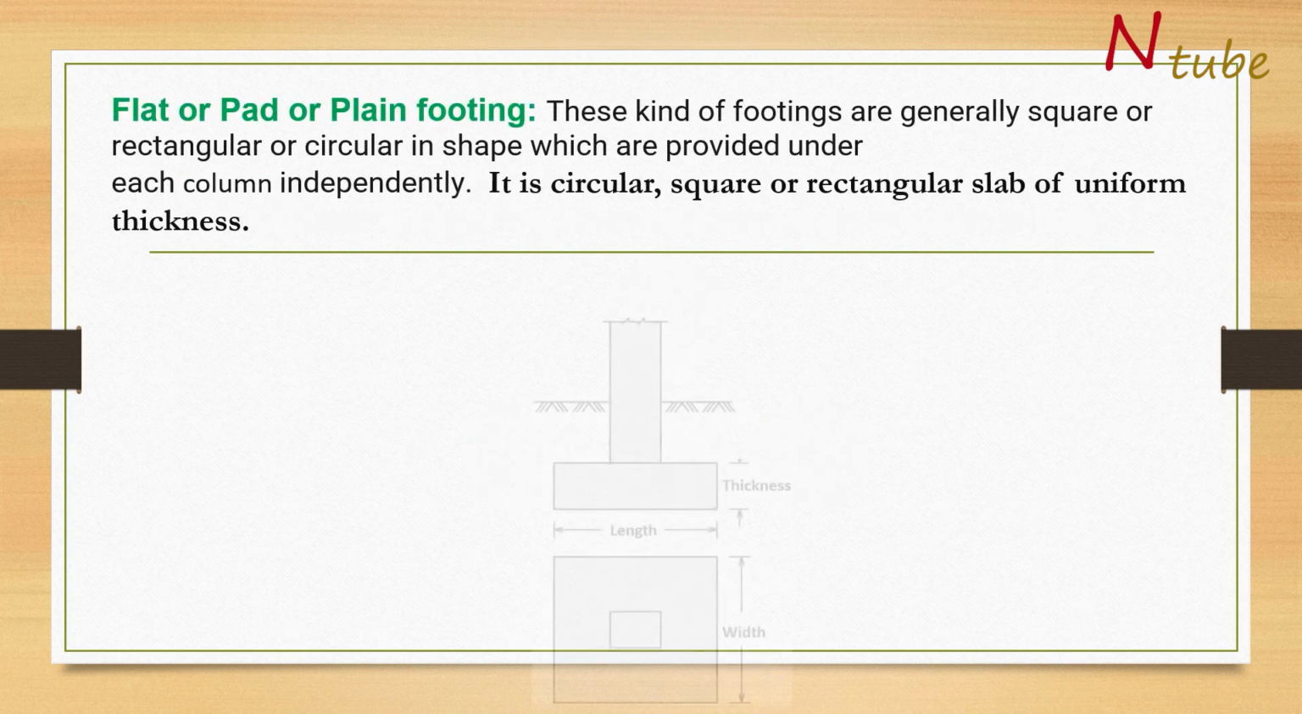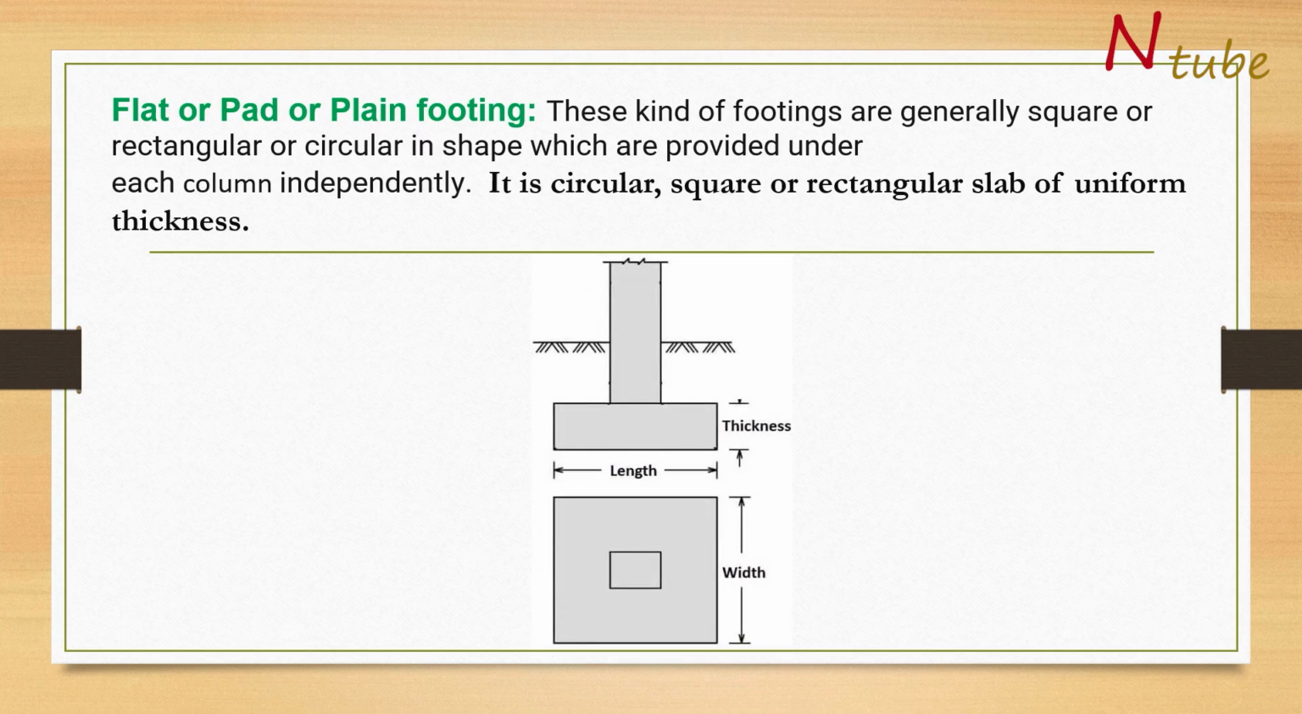Flat or pad or plain footing. These kinds of footings are generally square, rectangular or circular in shape and are provided under each column independently. It is a circular, square or rectangular slab of uniform thickness.